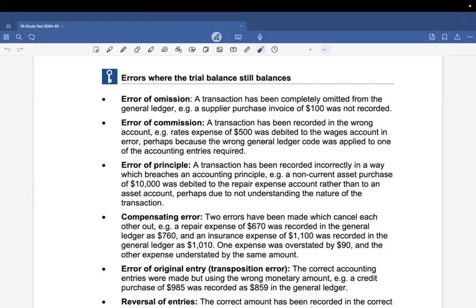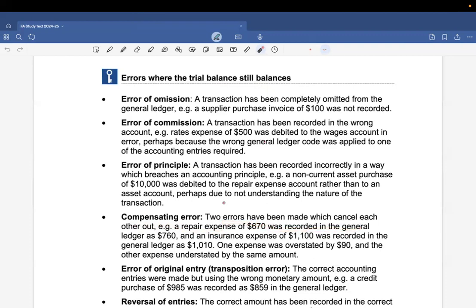Understood? Clear? Next is compensating error. So, compensating error is when one error that you have committed compensates another error that you have made. Clear? Okay, when you make two errors and these two errors cancel out each other, that becomes compensating errors.